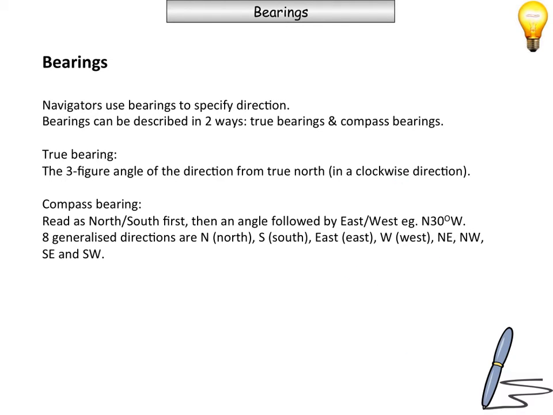Now, a compass bearing is read as north or south first, depending if the position is up or down. Then it's followed by east or west. So this particular bearing here, north 30 degrees west, is saying, if north is going up, we go in the west direction 30 degrees, so the bearing is right there. So that's 30 degrees here.